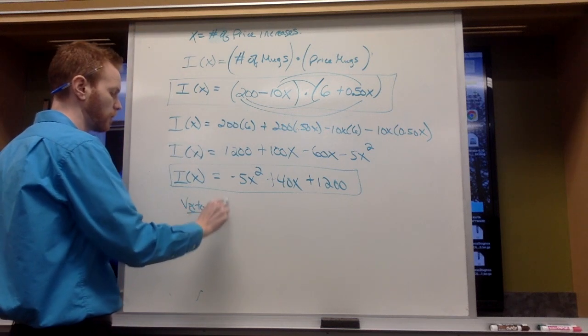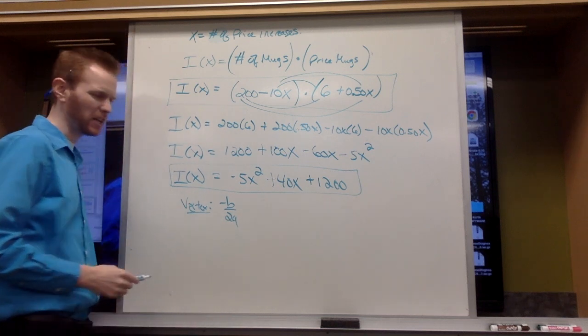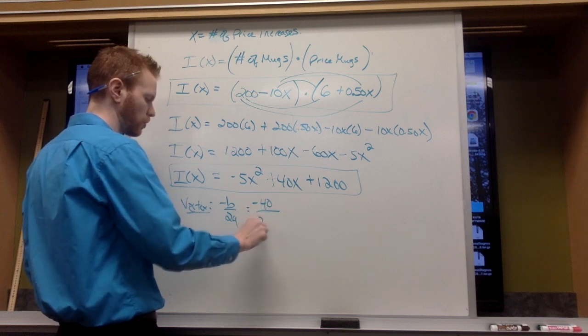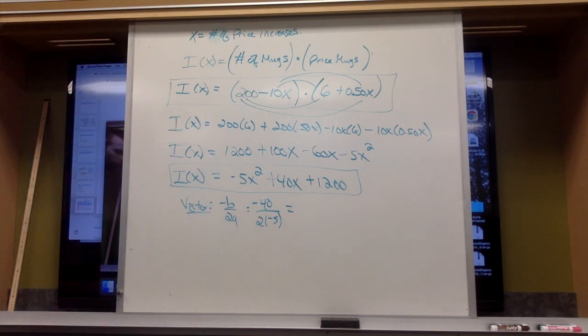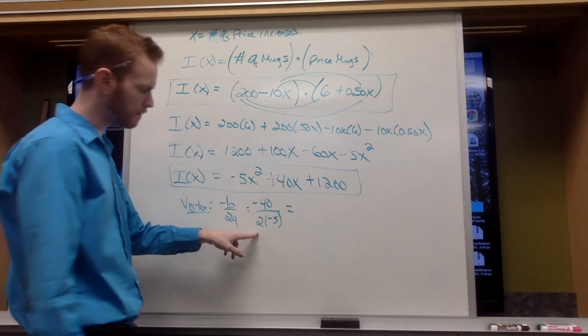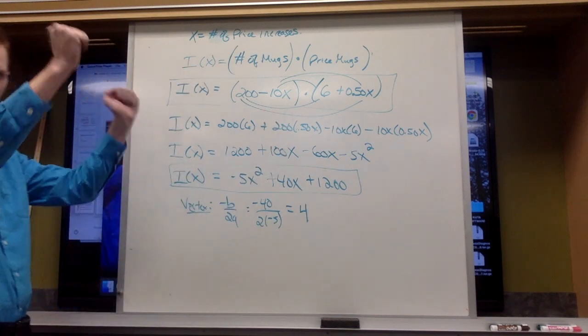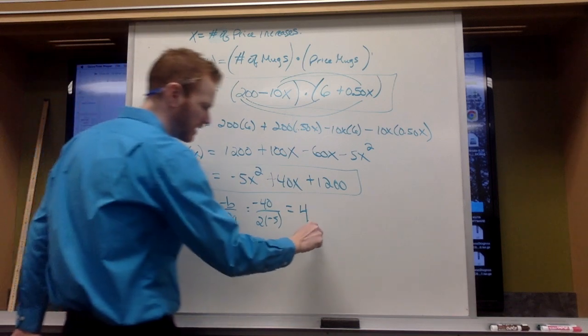You should be sick of this formula by now. It should be drilled in your brain. Negative b over 2a. So that'd be negative 40 over 2 times negative 5 for that guy. Hey, this is going to be nice. Negative 40 divided by negative 10 gives me 4. Hooray! This is the x-coordinate.